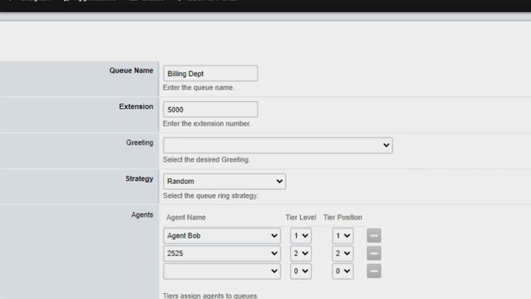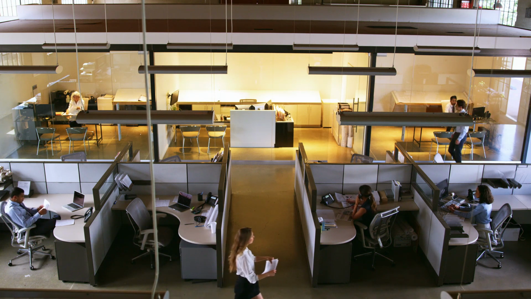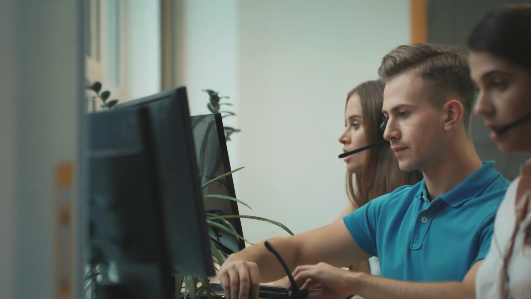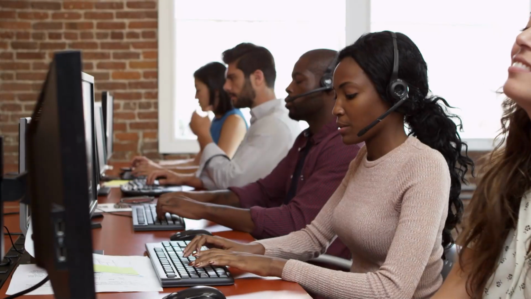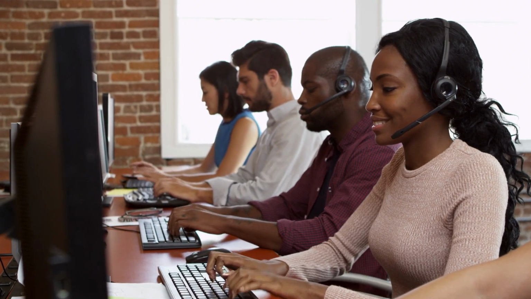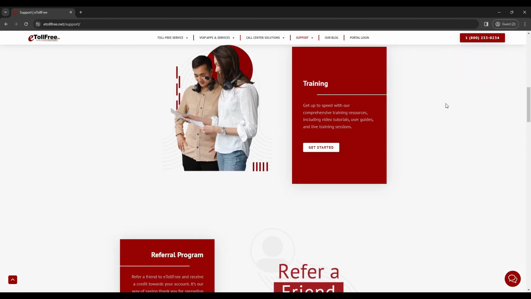These strategies are designed to manage incoming calls in a way that is fair to agents and efficient for the call center. By choosing the right strategy, you can assure that your call center operates smoothly and effectively, ultimately enhancing your customer service experience.